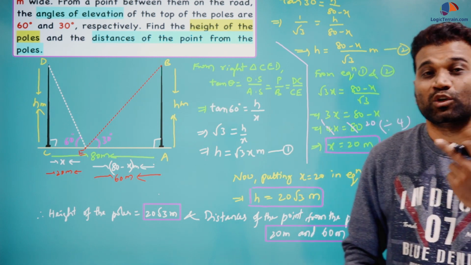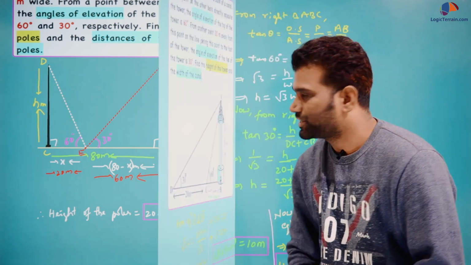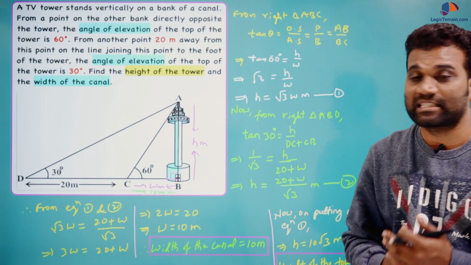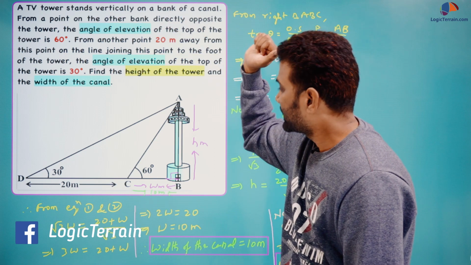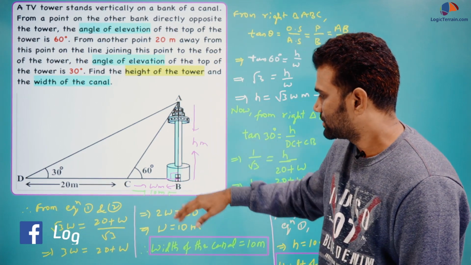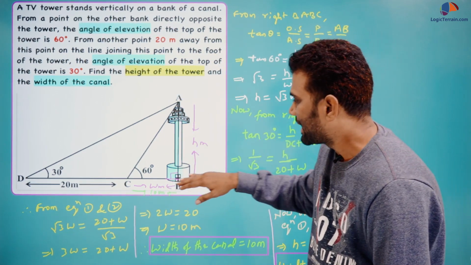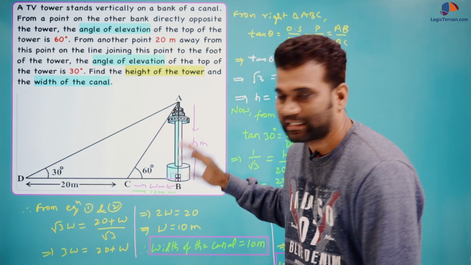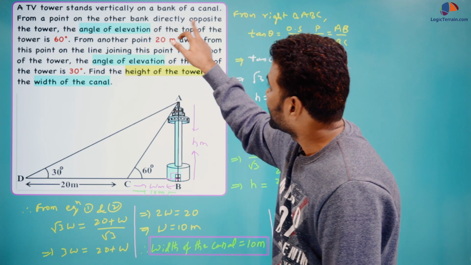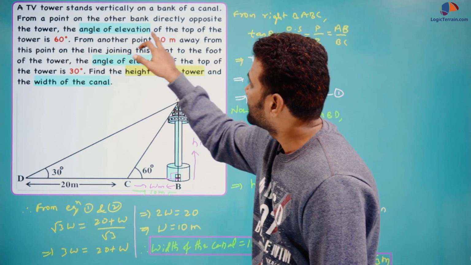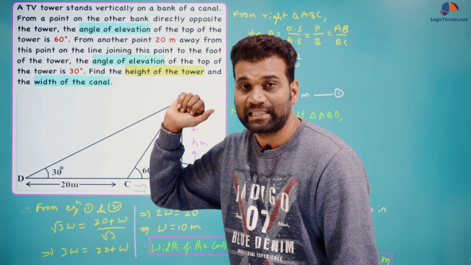Now let's look into the next question. Here is our question. The statement is, a TV tower stands vertically on a bank of a canal. So this is the TV tower, and it stands vertically on a bank of a river. Let us assume there is a river here. From a point on the other bank directly opposite to the tower, the angle of elevation of the top of the tower is 60 degrees.